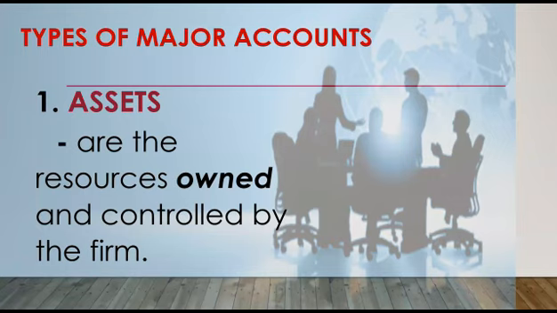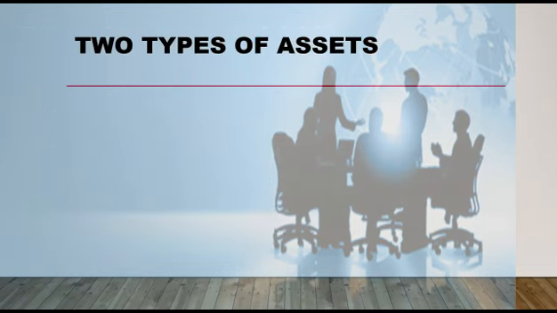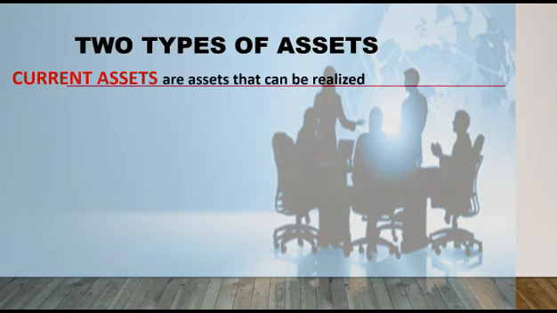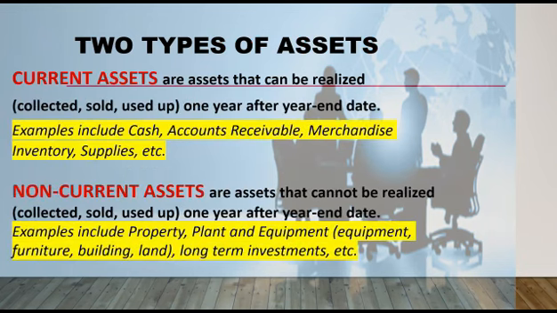Para po sa akin, assets din po can come in tangible and intangible forms. Okay, thank you, Kenneth. According to Kenneth, assets are the resources owned and controlled by the firm. Remember, class, when we say assets, they are all the resources owned by the owner or the business, and these can be considered as assets. He also mentioned tangible and intangible, because remember, class, assets have two types: current and non-current assets. Remember, class, that there are assets that can be realized.